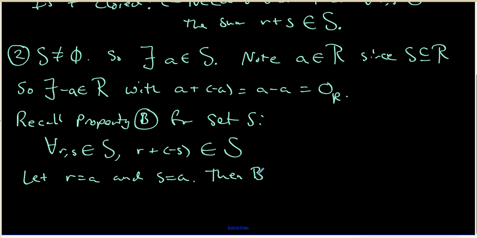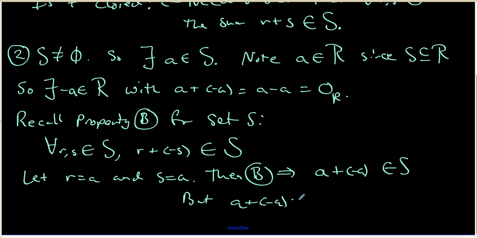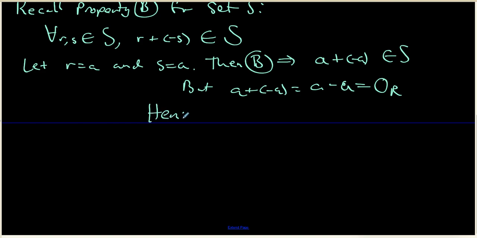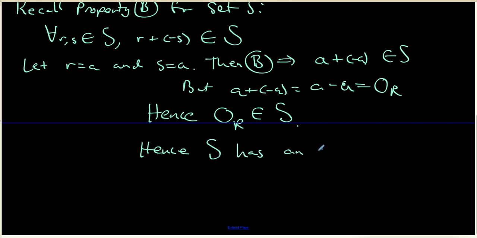Then property B says that A plus minus A belongs to S. But we already know A plus minus A is just A minus A, and that's the zero element in R, and that says we now know that the zero element in the big ring is indeed an element of S, and that's enough to say that S has an additive identity element.